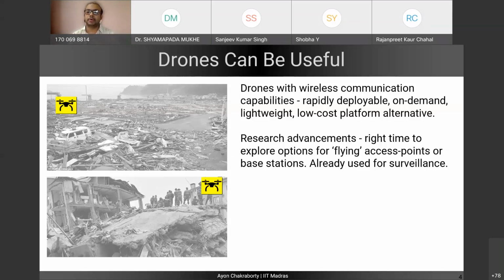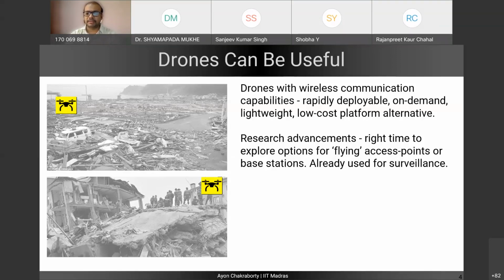And there's a lot of research advancement nowadays. Why this becomes more and more popular now is that a lot of research advancement is happening, both on the robotic side, control engineering, IoT. All sorts of people are working on these aerial platforms, and this is the right time to explore these options for flying access points or flying, let's say, LTE base stations, right? And they are already being used for surveillance. It's not that the police or the public safety entities are not using them. They are already being used, but more to the extent of using the camera or taking a video feed and so on. But we want to piggyback the system also with communication and sensing capabilities.